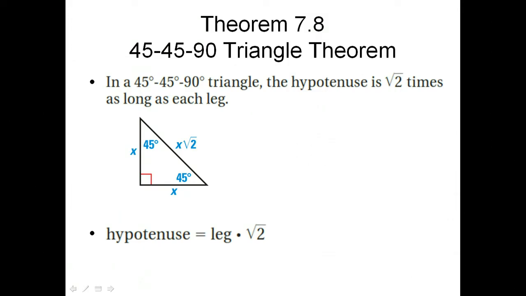Theorem 7.8 we just showed is that if you have a 45, 45, 90, the hypotenuse is always going to be the square root of 2 times as long as whatever the legs are. So in this case, when you've got x, then the hypotenuse is x times the square root of 2.